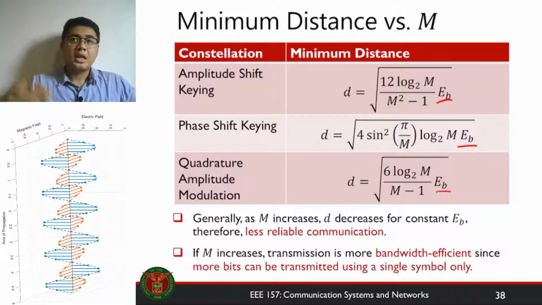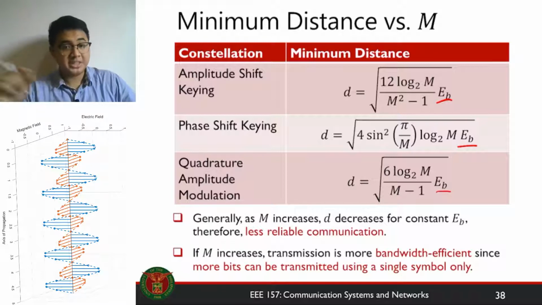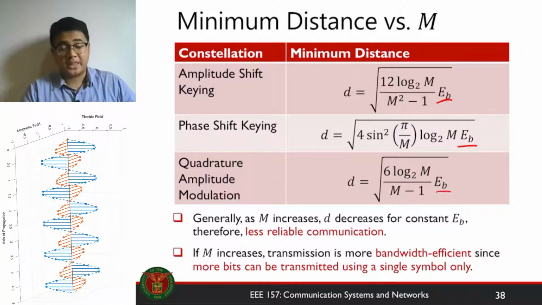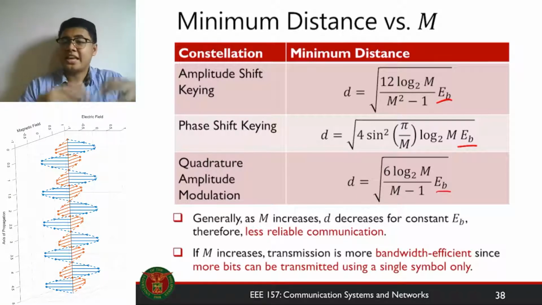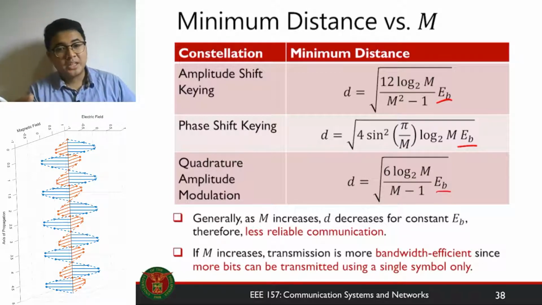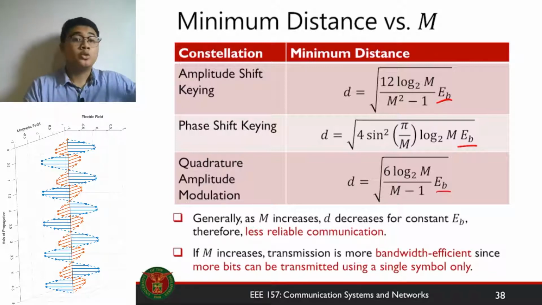Okay? But if you increase the number of bits per symbol, you're increasing the bit rate even if you're maintaining the bandwidth. Okay? So if you're maintaining the bandwidth but you transmit more bits per symbol, you have a larger bit rate. Then you're using your bandwidth more efficiently. Okay? And that's the trade-off. If you want to be more bandwidth efficient, you need to use more power so that you maintain the same reliability.